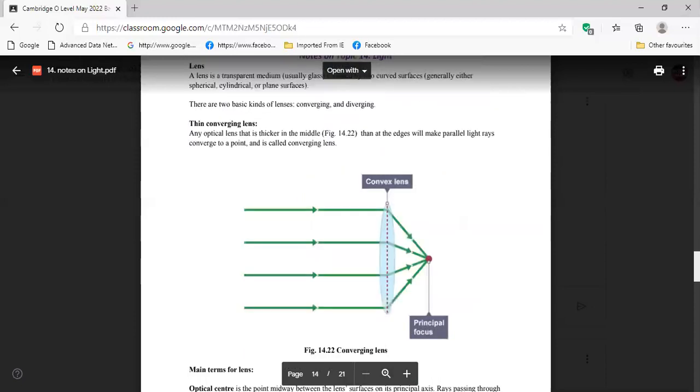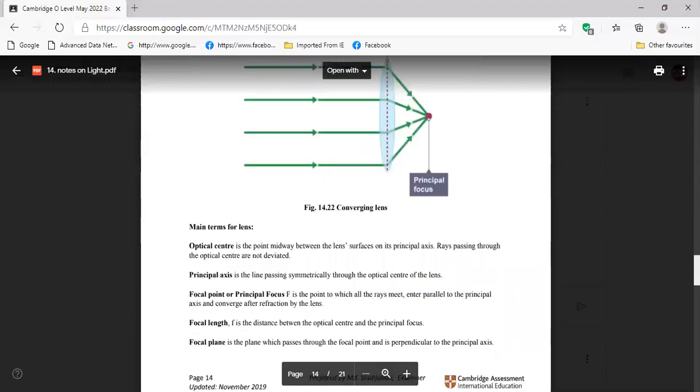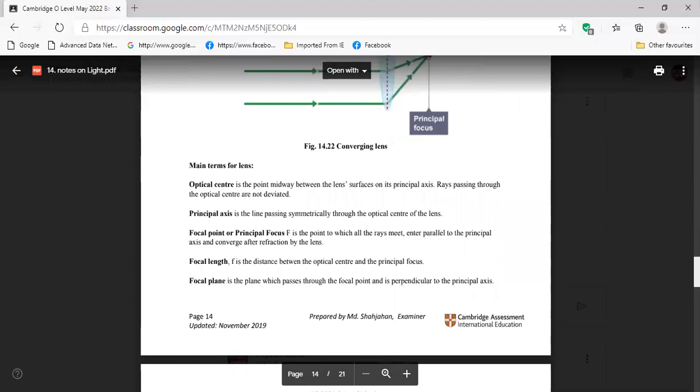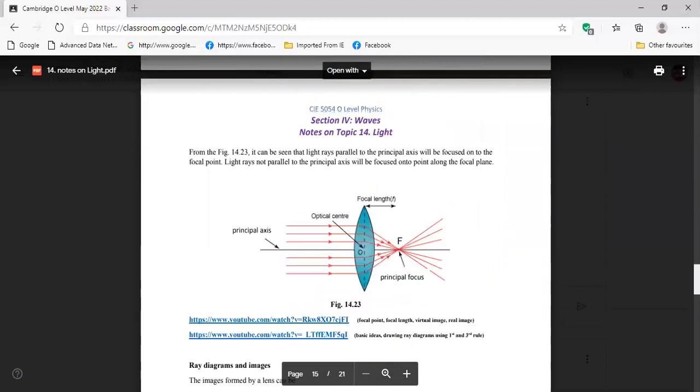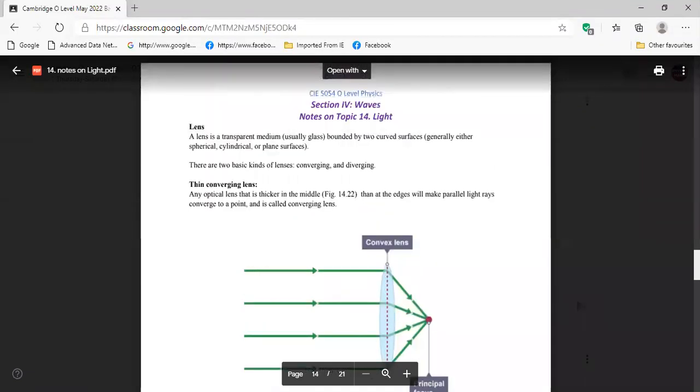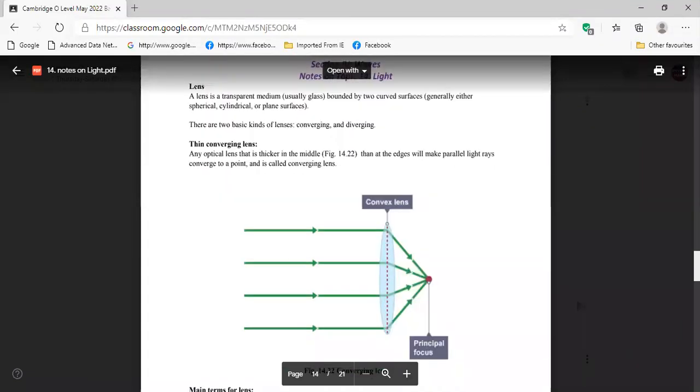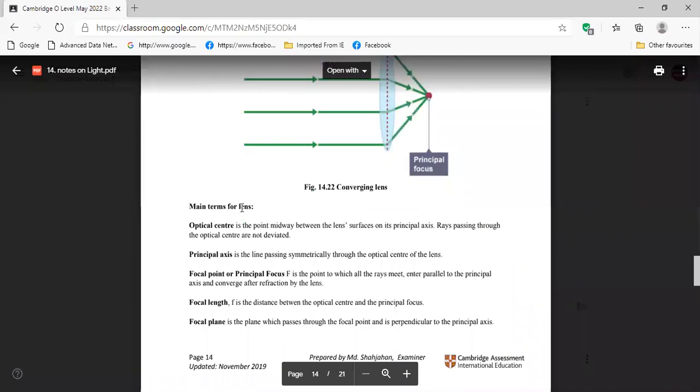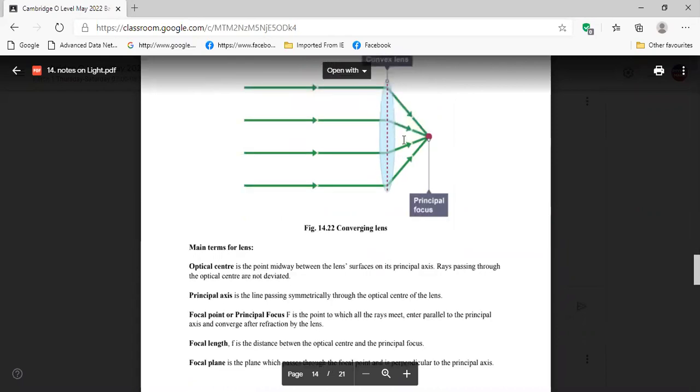Okay, Mahi, look, we are done till here. We got the definition of lens and then some terms related to lens. We have the optical center here, and the dotted lines here, it is the optical axis.